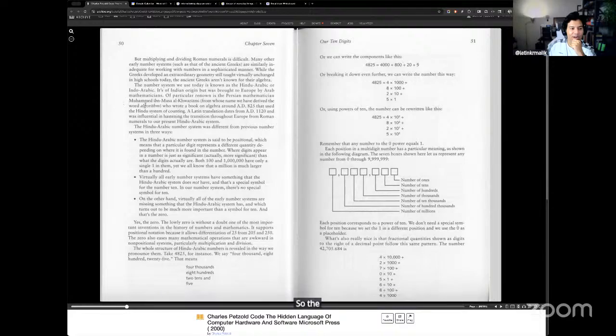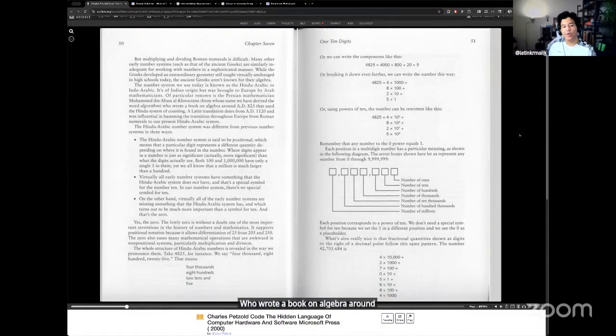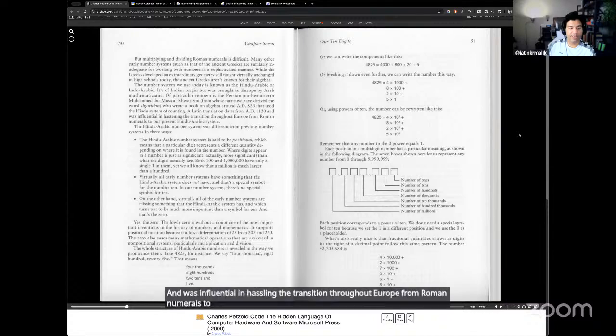So the word algorithm is derived from probably a mispronunciation of his name by Europeans. He wrote a book on algebra around AD 825 that used the Hindu system of counting. Our Latin translation dates from AD 1120 and was influential in hastening the transition throughout Europe from Roman numerals to our present Hindu-Arabic system.